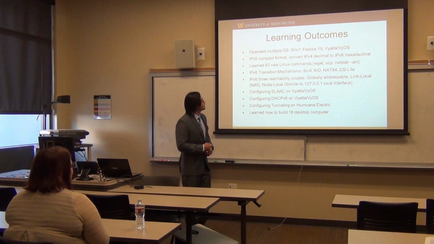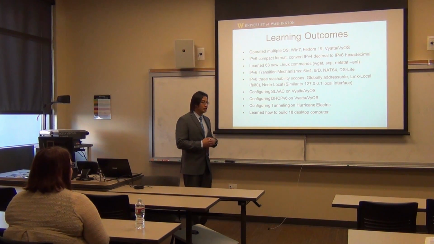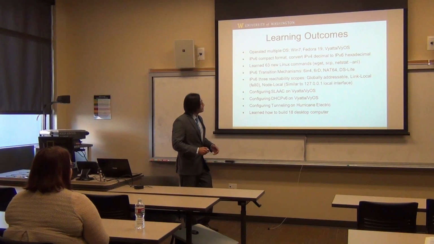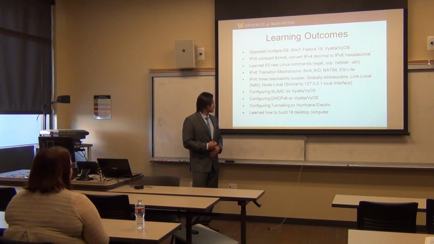I looked into the three IPv6 reachability scopes. Globally addressable, meaning you go outside to the real world and communicate. Link-local, you can tell this by the FE80, that stays within the local link. And then node-local, similar to the 127.0.0.1 loopback interface on IPv4. I learned how to configure SLAAC on Vyatta, configuring DHCP version 6, configuring tunneling on Hurricane Electric, as well as how to build 18 desktop computers.